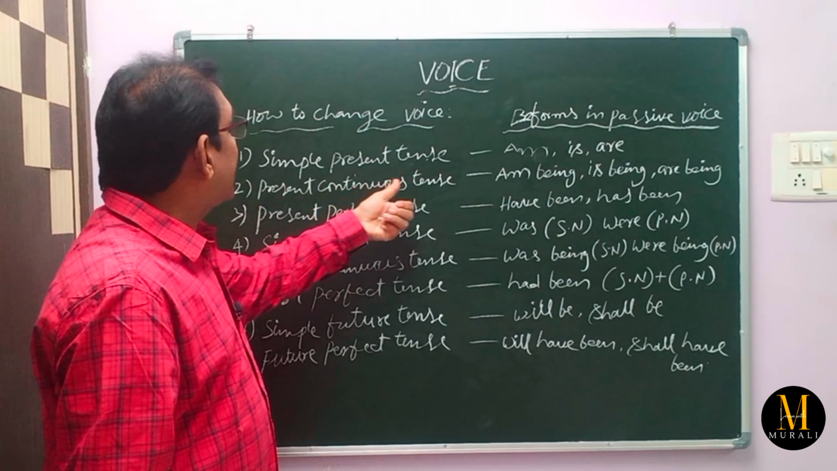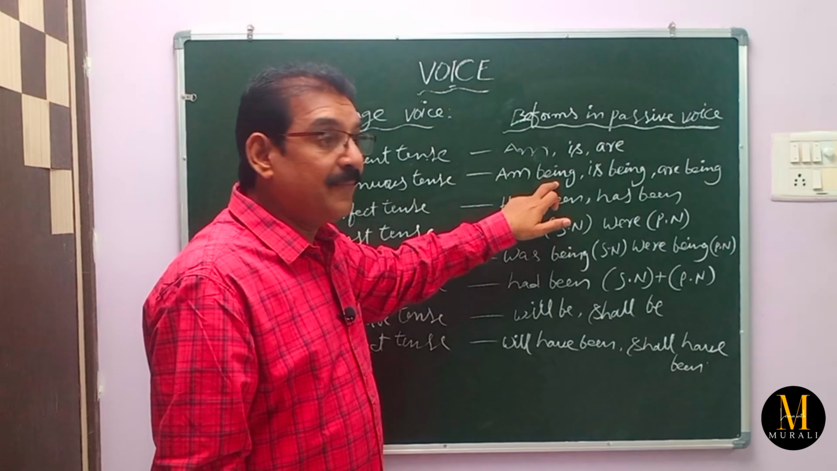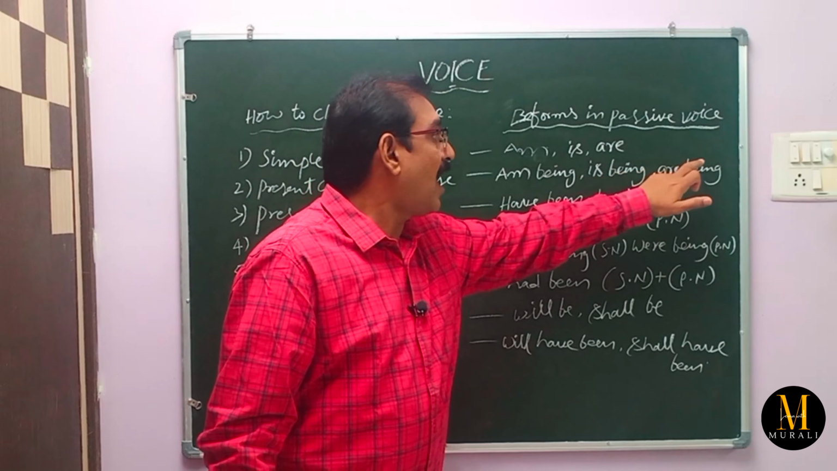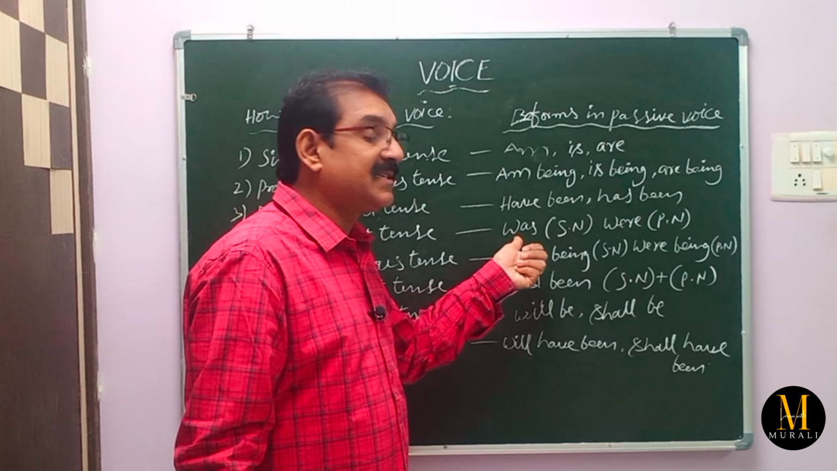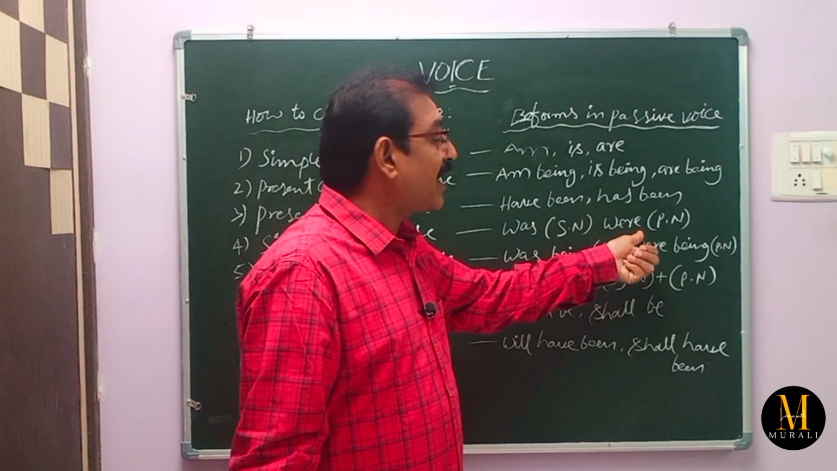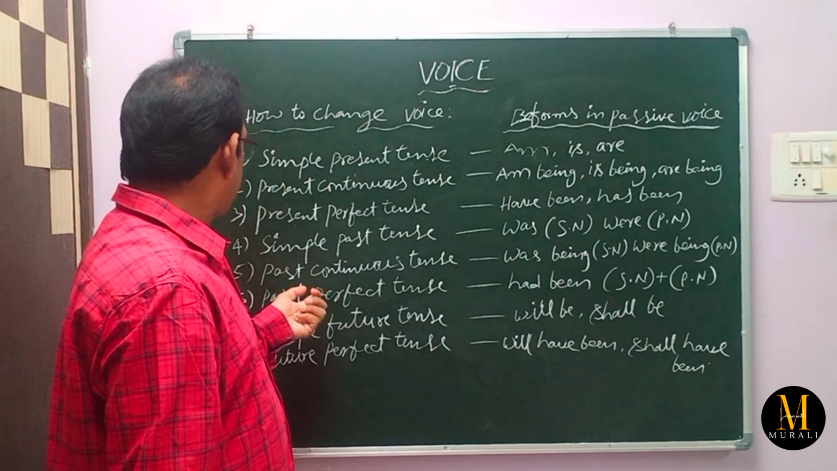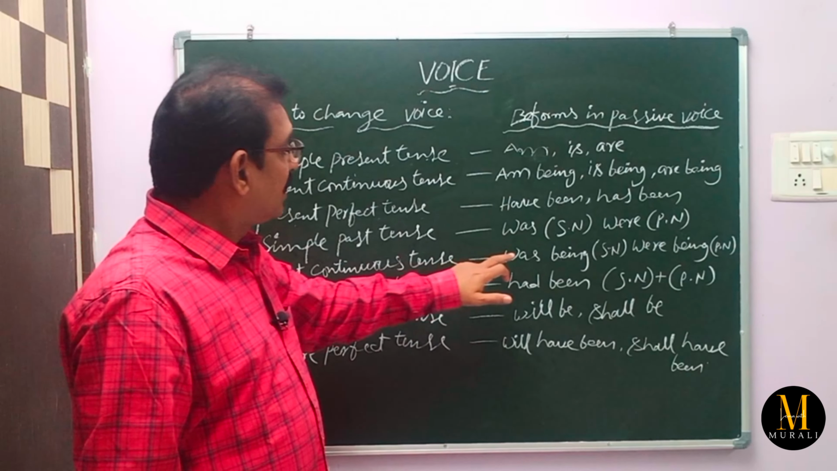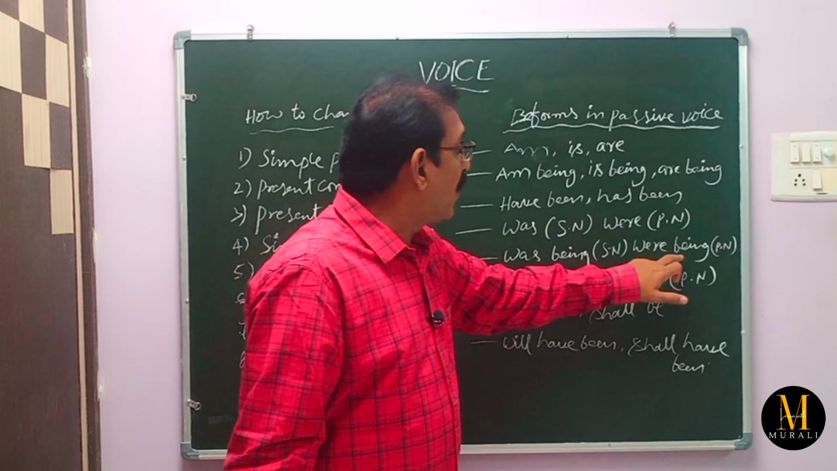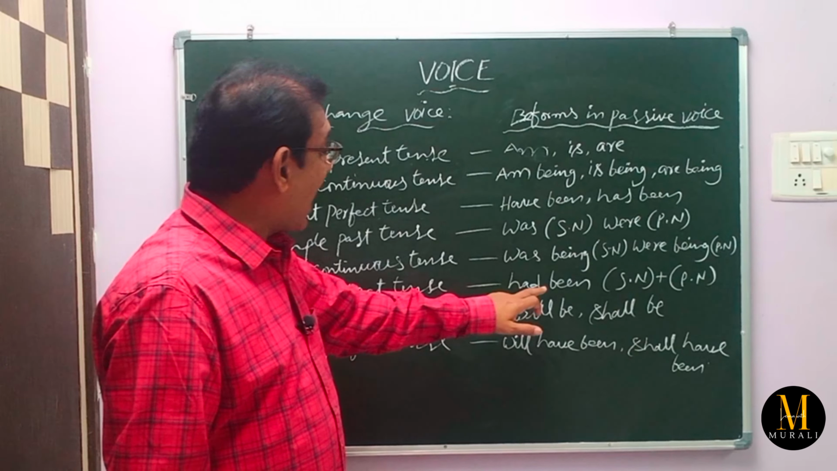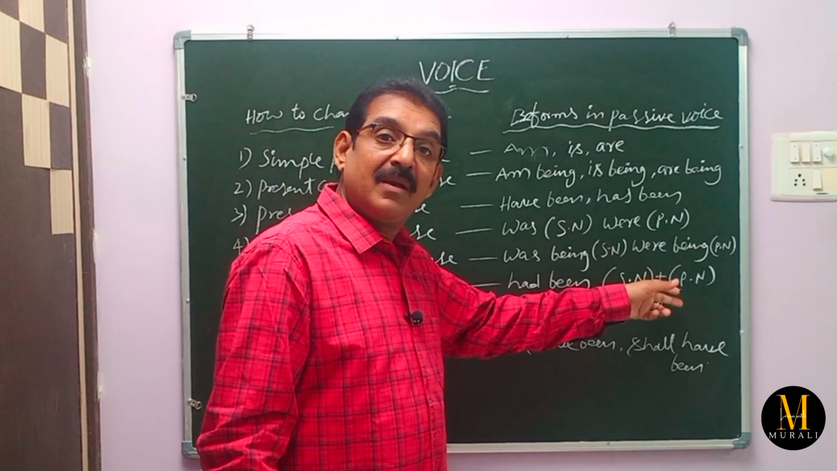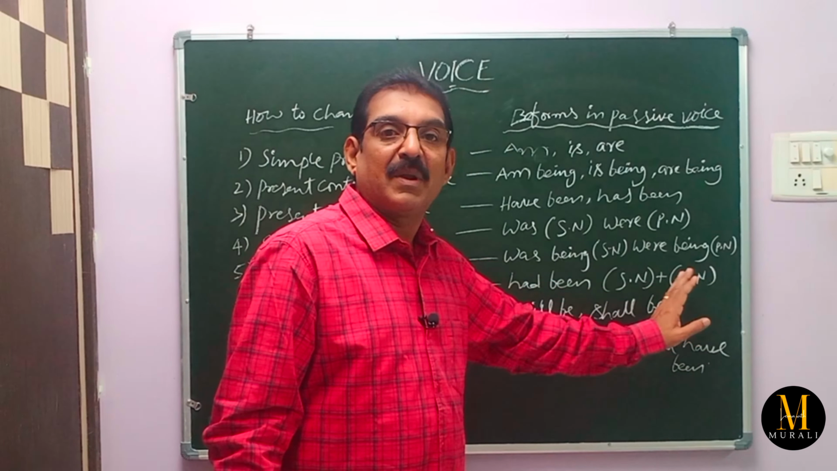So, present continuous tense: am being, is being, are being. Present perfect tense: have been and has been. Simple past tense: was in singular number, were in plural number. Next, past continuous tense: was being in singular number, were being in plural number. Next, past perfect tense: had been, singular and plural number both.